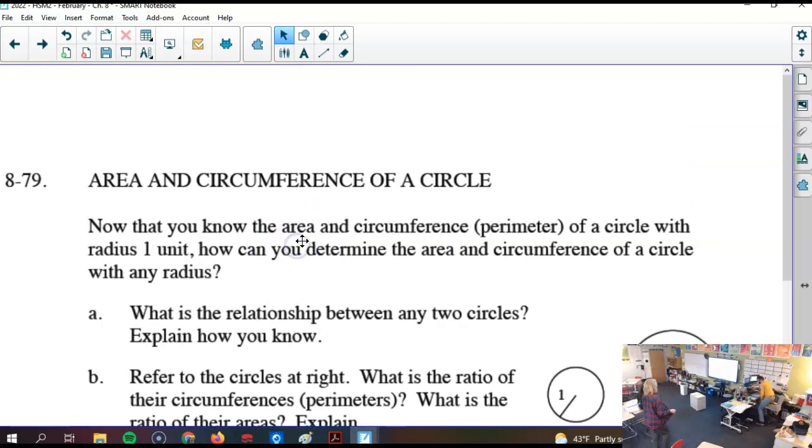Who likes pi? Not pi, but pie. I haven't had pie in a while, probably since the holidays. I like good pie.